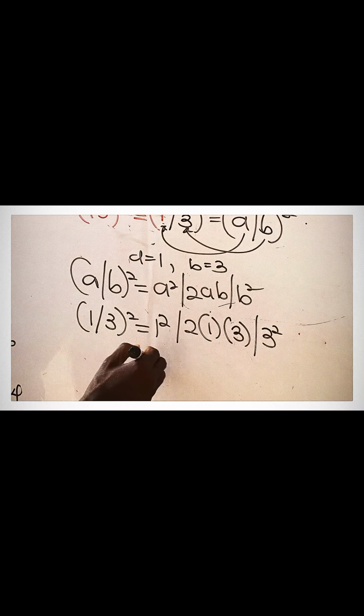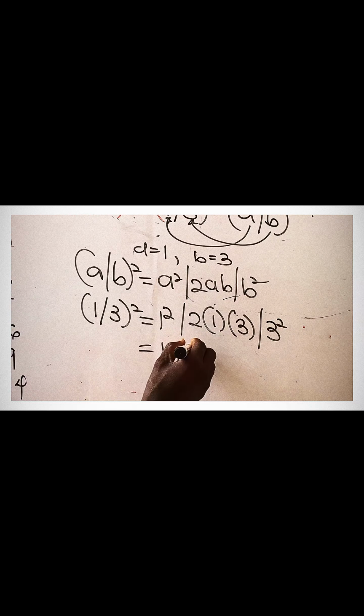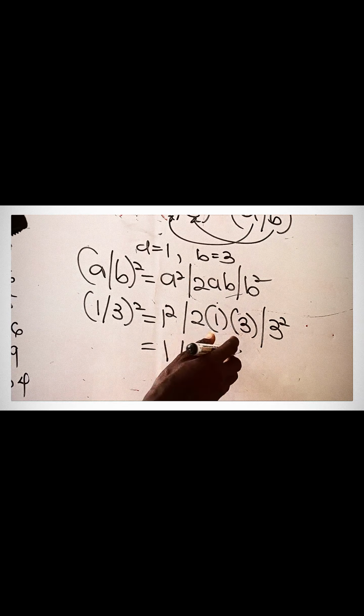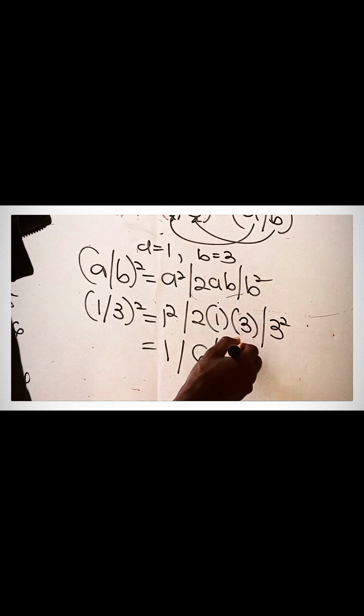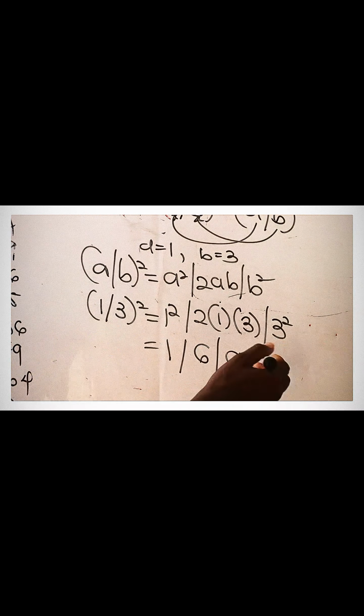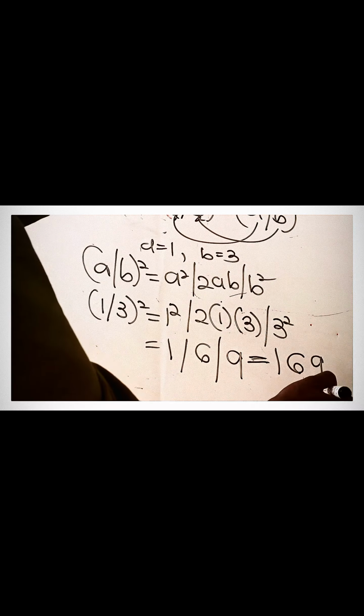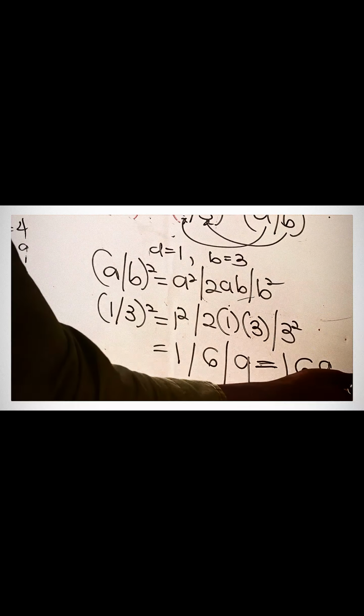So if we square these values, 1 squared is 1 according to the rule, then 2 times 1 is 2, then 2 times 3 gives us 6. So this gives us 6 entirely here. And this gives us 9 because 3 squared is 9. These are single digits, so this implies that our final answer is 1, 6, and 9. So if all are single digits, the answer is this.